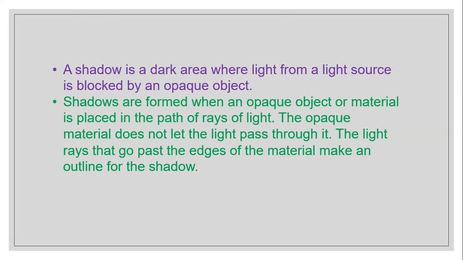Let us continue. A shadow is a dark area where light from a light source is blocked by an opaque object. Shadows are formed when an opaque object or material is placed in the path of rays of light. The opaque material does not let the light pass through it. The light rays that go past the edges of the material make an outline for the shadow.